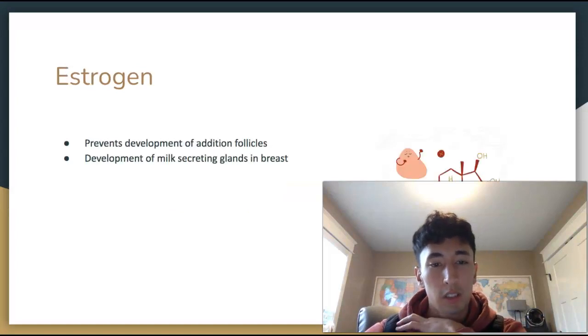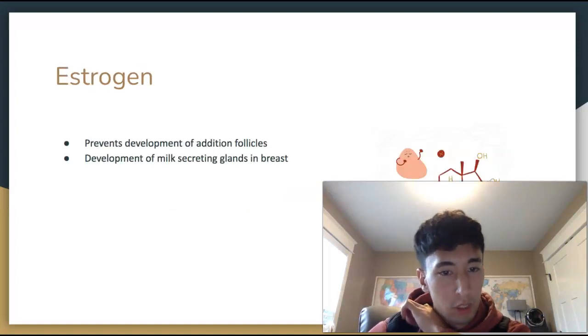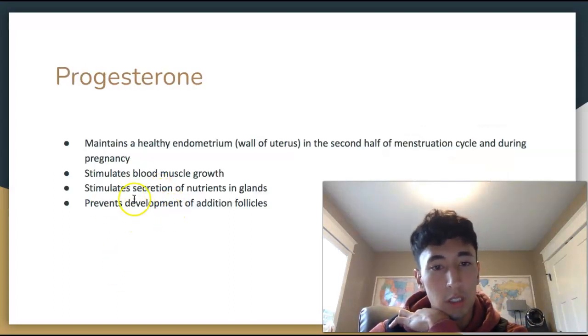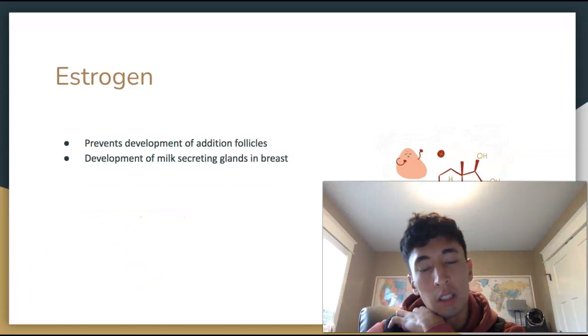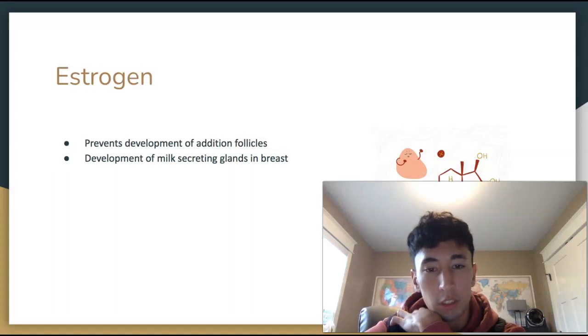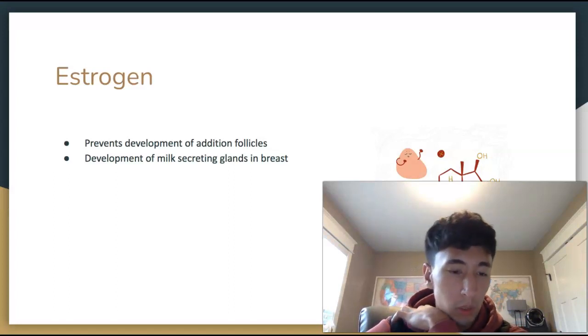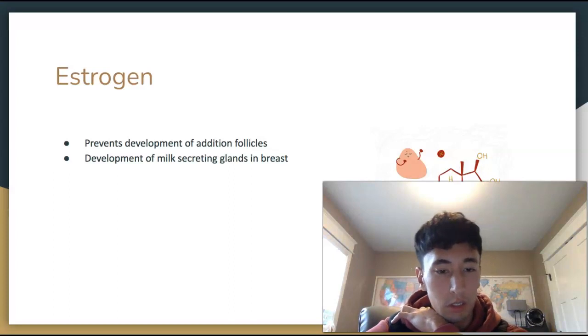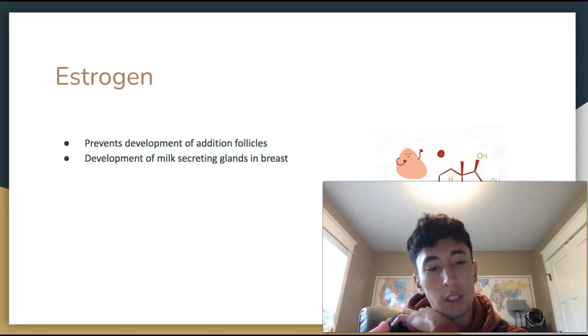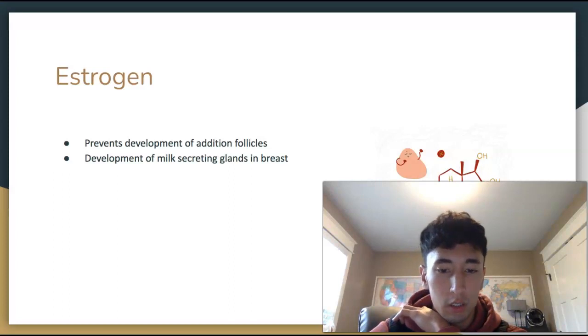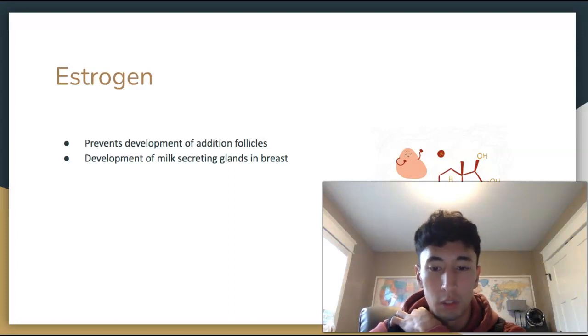The next one is estrogen, which prevents development of additional follicles as well as progesterone, as we see here. And then it also aids in the development of milk-secreting glands in the breast for females. Estrogen is a sex hormone that is necessary to maintain your sexual and reproductive health. It has an important role in the prevention of new follicle development during gestation and development of milk-secreting glands in women's breasts, like I did state already.